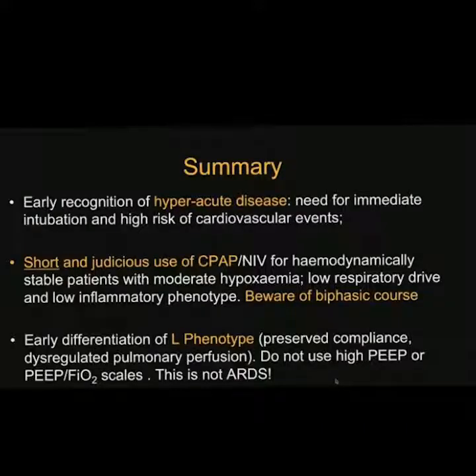So in summary, the most important thing is you want to recognize patients who are in the hyperacute phase because they need immediate intubation, and they're also high risk for cardiovascular events, obviously cardiac arrest, given their severe hypoxemia. And you also recognize patients who are not in the hyperacute phase and are hemodynamically stable. It would be okay for you to do a trial of non-invasive ventilation with CPAP, if they are able to tolerate it, because they have low respiratory drive and low inflammatory markers.